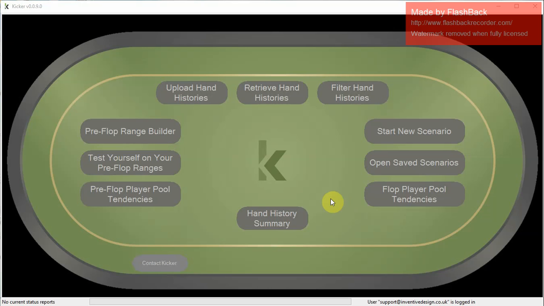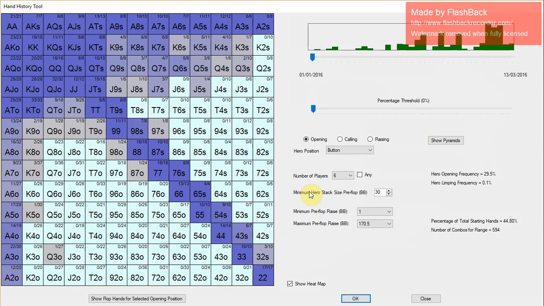The first step is to think about pre-flop ranges, my opening range and the villain's calling range. I was on the button and the villain was in the big blind. So there are a number of tools within Kicker that can help with this sort of analysis.